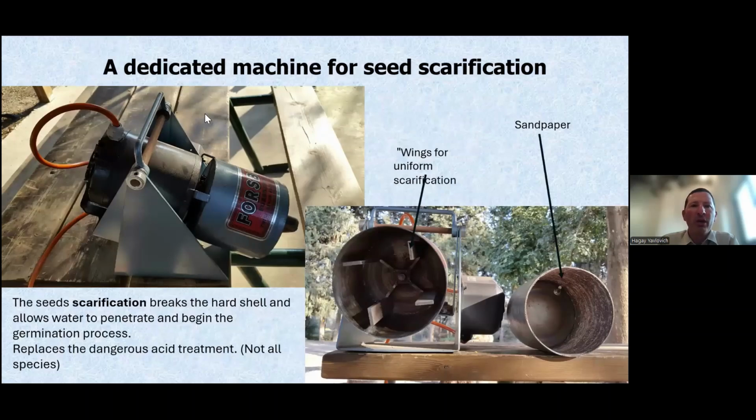Another machine that we have is the scarification machine. This is a very small but very strong machine that we can put the seed inside, with sandpaper, and there are some wings that rotate the seeds inside on the sandpaper, and then you just make small injuries in the shell of the seed, and then water can get inside and actually you break the physical dormancy.